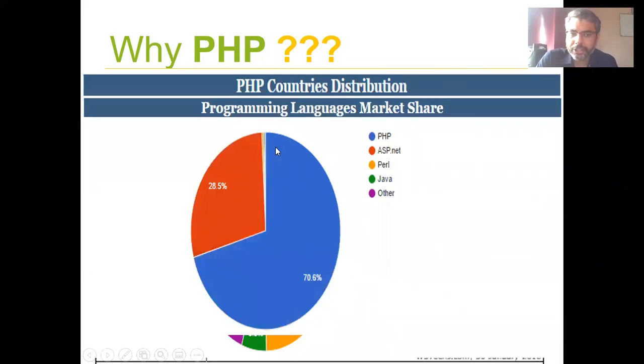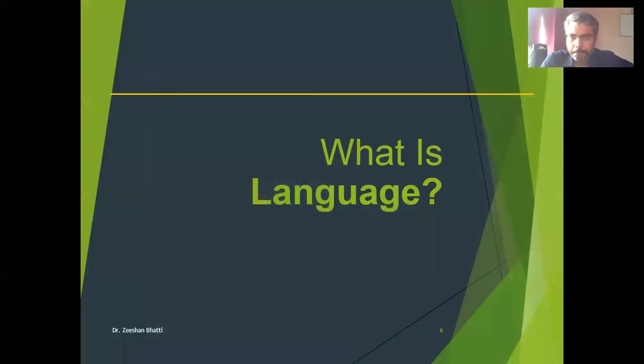PHP country distribution, programming languages market share. Okay, this is not the heading, this is the heading: programming language market share. PHP basically uses almost 70% here, and the remaining 20% belongs to other languages. This is market share in terms of finance, in terms of job market, you can say.